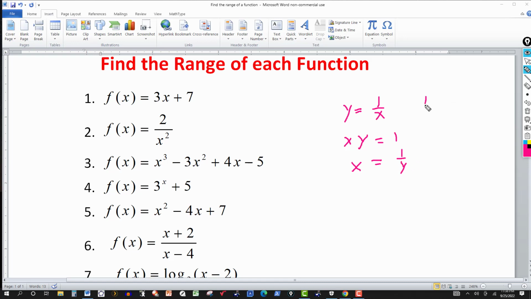So the range, similar to the domain, would be the set of all y such that y does not equal 0. And I could write that in interval notation also. Now, it's not always easy to solve the equation for x in terms of y, but if you can do it, you can get the domain, or the range rather.